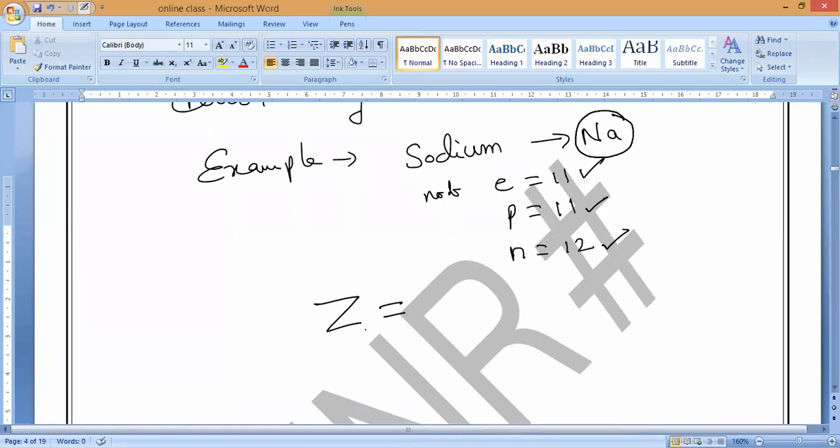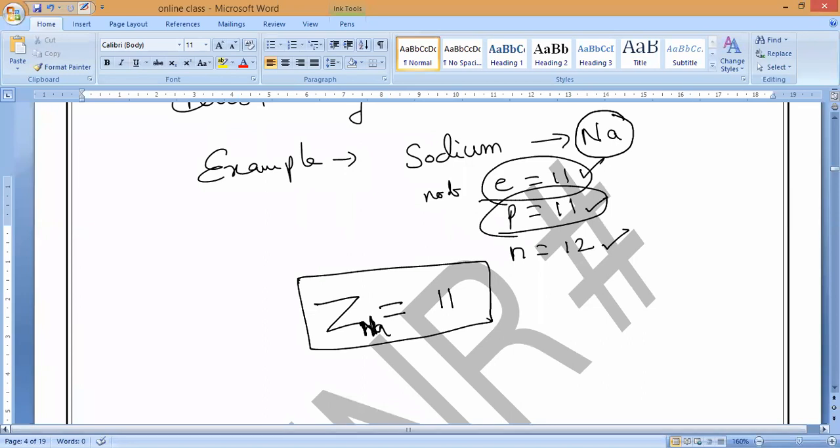So what is the atomic number of sodium? Let me take Z and A. If we take sodium, the number of protons is 11, so the atomic number is 11. That is the atomic number of sodium, because we can take either the number of protons or the number of electrons, anything we can say. So the number of protons is 11, so Z is equal to 11.